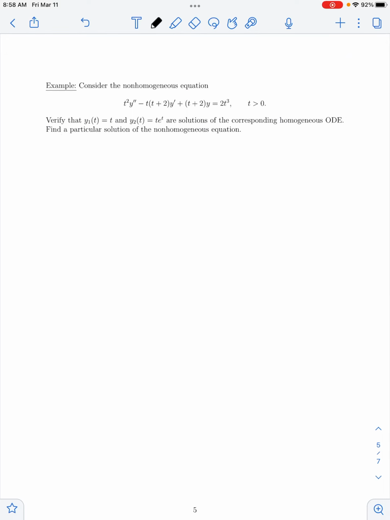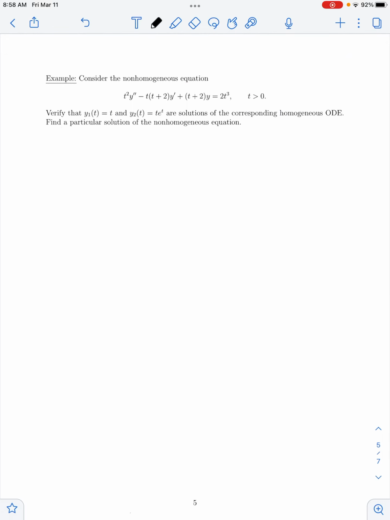Now let's look at one last example. In this last example, we are considering the non-homogeneous equation shown here, which is second order linear and non-homogeneous. And here our coefficients are no longer constants, but functions of t. So here we are asked to verify that y1 and y2, these given functions, are solutions of the corresponding homogeneous differential equation, and then find a particular solution of the non-homogeneous equation.